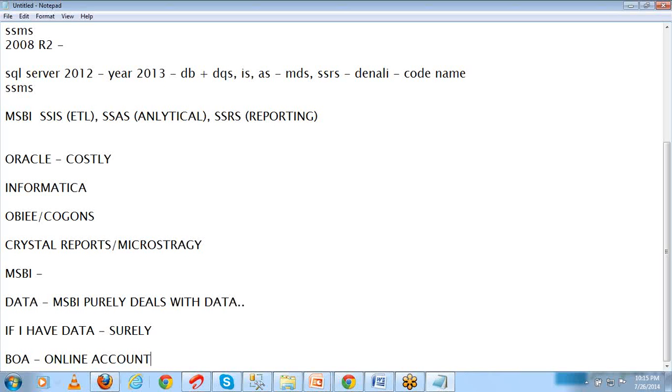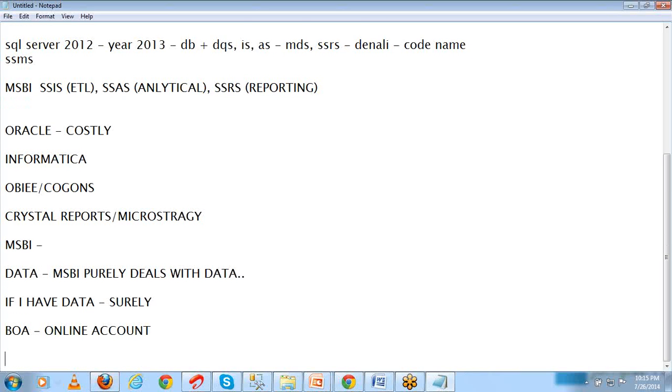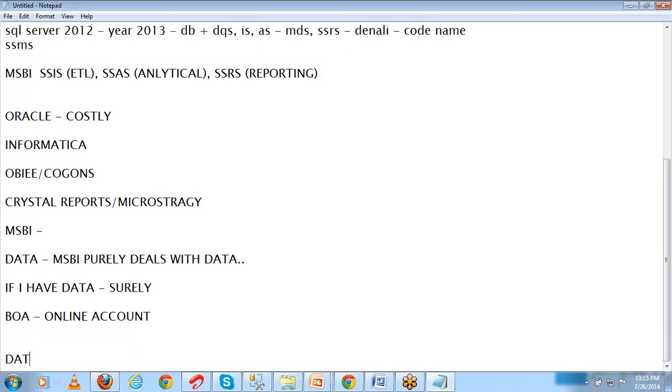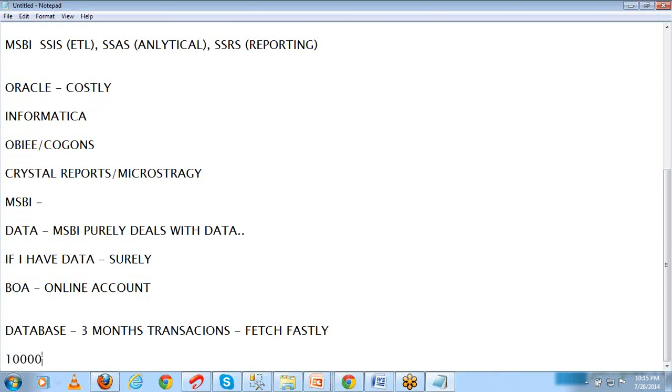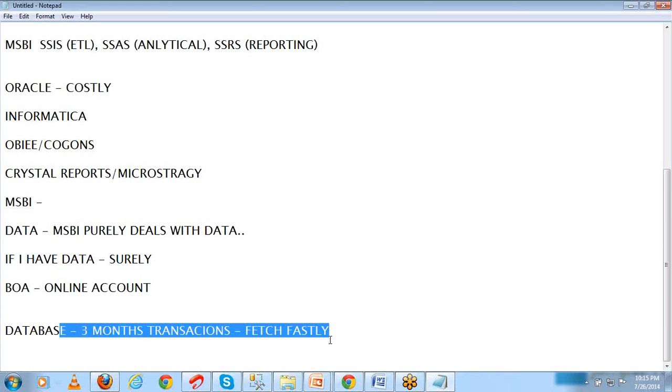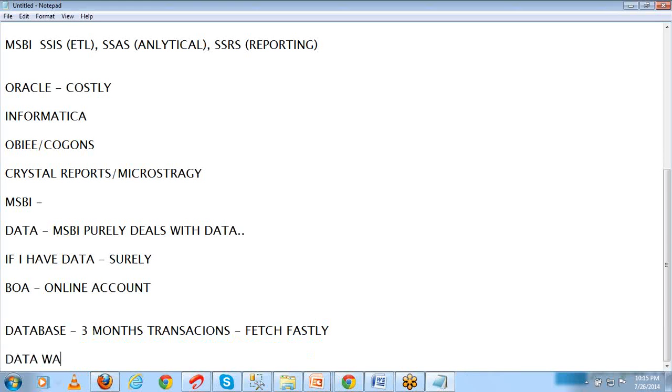I'll tell you now. See, what is a database, what is a data warehouse, let us know. Database: I said that you can see the last 3 months transactions, right? This is the one which you can fetch fast. Let's suppose you have 1 lakh records. Will the result be fast? Definitely no. And you have only 3 months transactions. This is called a database. And I have a data warehouse. This has huge data.